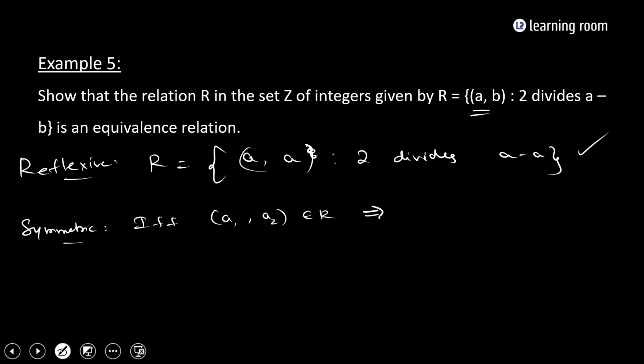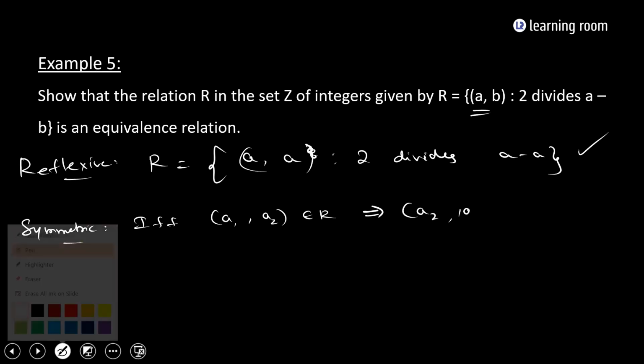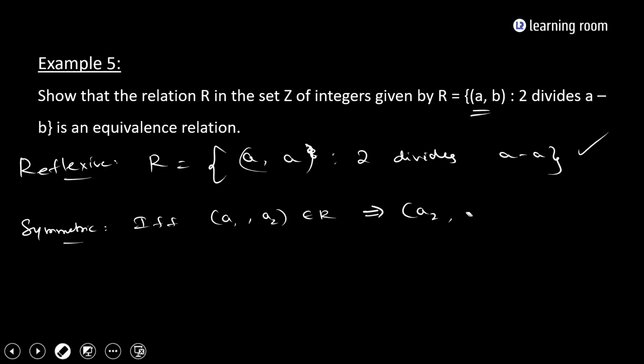So if (a1, a2) belongs to R, can I confidently say that (a2, a1) also belongs to R? Yes, sir. How? Even though the sign changes, it's still an even number, so it can still be divisible by 2. And secondly, they have given the set of integers.